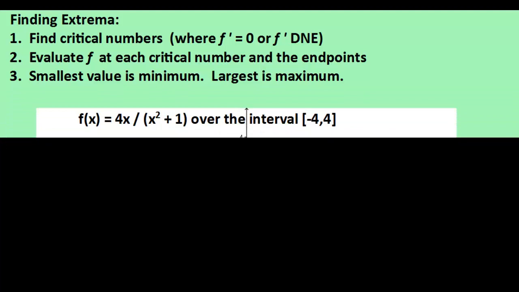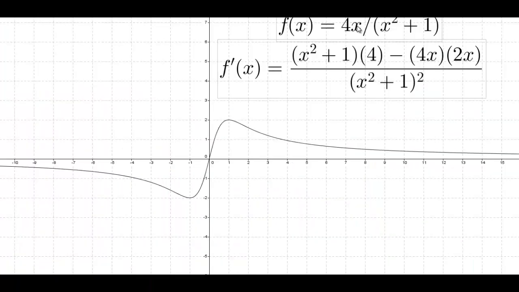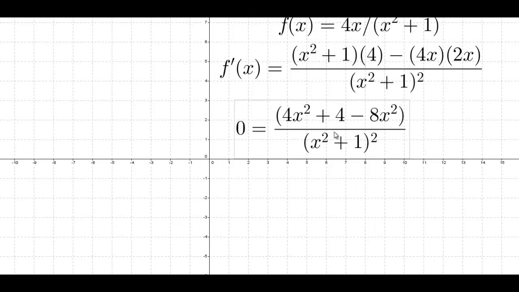So let's do an example. We'll look at the function f of x equals 4x divided by x squared plus 1 over the interval from -4 to +4. If we use the quotient rule on this function, 4x is the numerator, x squared plus 1 is the denominator, we get low d high minus high d low over the square of what's below. Simplifying, we get 4x squared plus 4 minus 8x squared, which in turn is 4 minus 4x squared, all over the quantity x squared plus 1, squared.